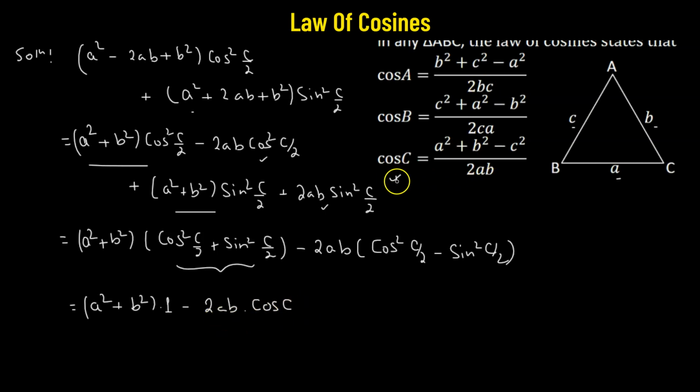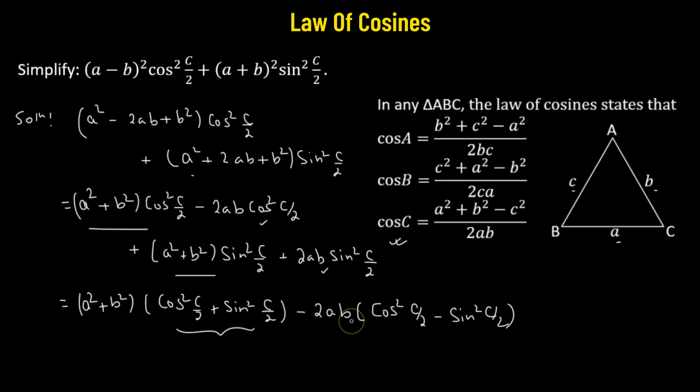If we consider the law of cosines, then the value of cosine C, which is given here, if we cross multiply 2ab with cosine C, then 2ab cosine C is going to be replaced with a squared plus b squared minus c squared. So let's use that value. We have a squared plus b squared minus (a squared plus b squared minus c squared), and this gives us the value c squared. So that means the simplified value of the trigonometric expression will be equal to c squared.